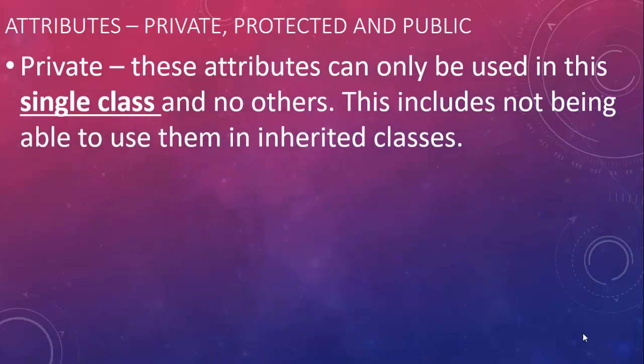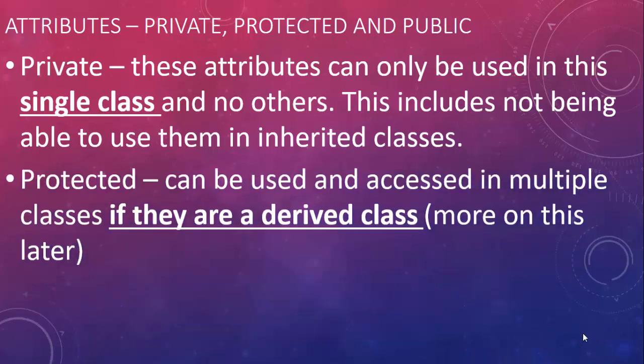Private. We said they need to be private or protected. Well, private is an option, and these attributes can only be used in this single class and no other classes. This includes not being able to use them in inherited classes. So if you're using private, you can't even use them in inherited classes. That's where protected comes in. It can be used in multiple classes if they are a derived class, and like we said, we'll be doing more on that later.